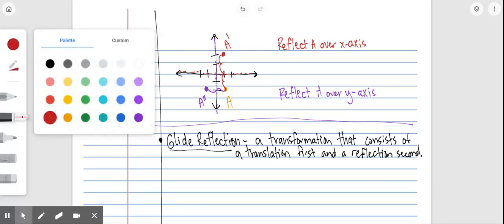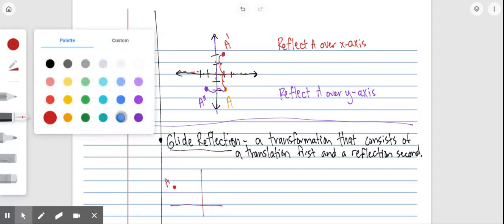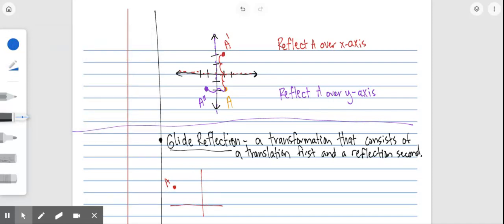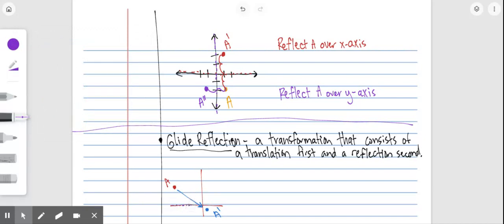So for example, if I have image A in this coordinate plane, I'm going to translate it first. Let's say I translate it down here. Translation with that vector. And then I'm going to reflect it over the x-axis. Which means that this is A double prime. Okay, that's all it is. It's just a translation and then a reflection, glide reflection.